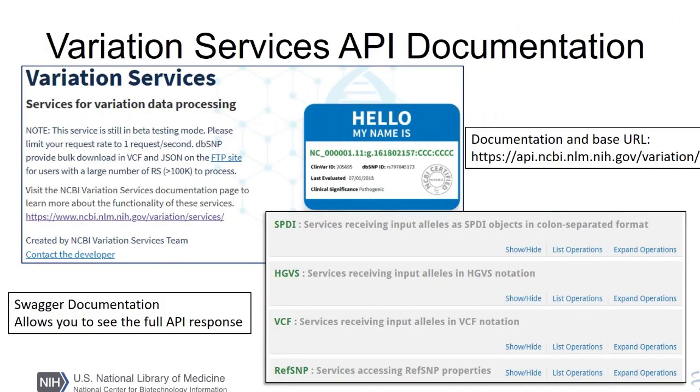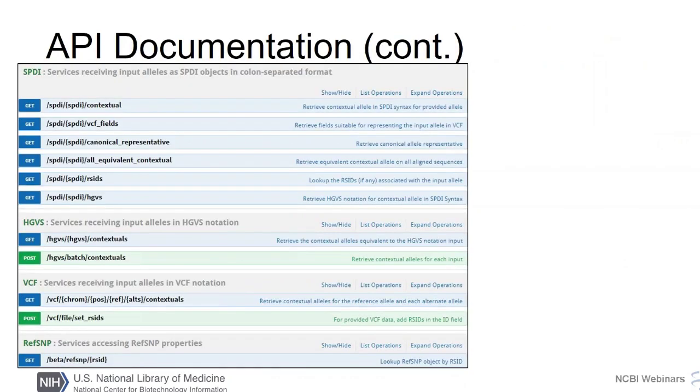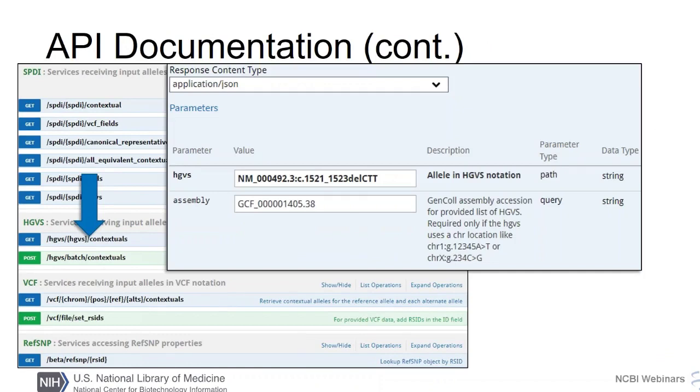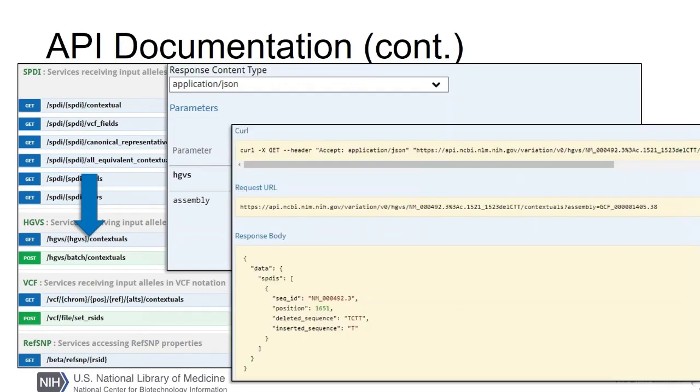The other interface, which is useful in particular if you're going to start writing software that accesses this, is the Swagger documentation of the API. It lets you see the full API response, and these are the various services here. You can expand these, and you can try them out. So here's an example where I can put in the HGVS like I did before, and I can run this to try it out and get back the SPDI, the same one that I got a few minutes ago on the simple interface, but now it comes back in the structured format.